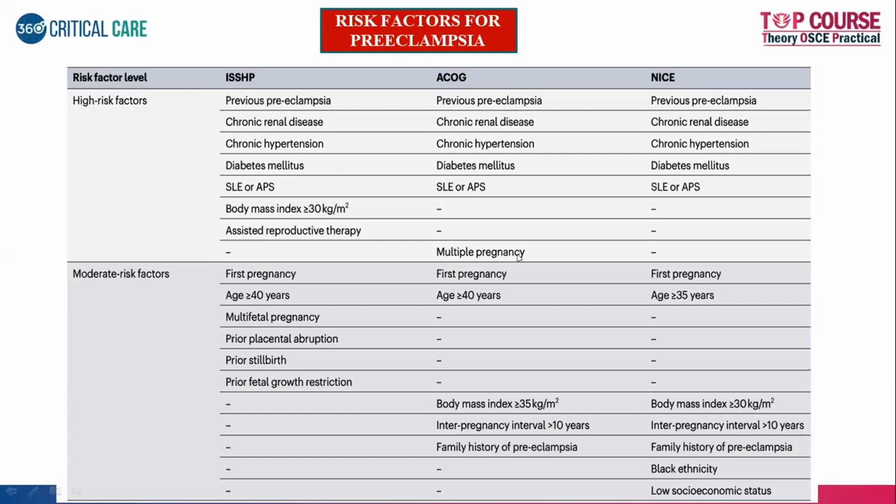Now coming to moderate risk factors. Primigravidas are at a high risk, and especially if the age is more than or equal to 40 years. Initially it was more than or equal to 35. Now, because of the delayed pregnancies which are happening, I think they have extended it to age more than or equal to 40 years. If the patient is obese, BMI more than 35, inter-pregnancy interval of more than 10 years, and if there is any family history of preeclampsia. So these are the moderate risk factors for development of preeclampsia.